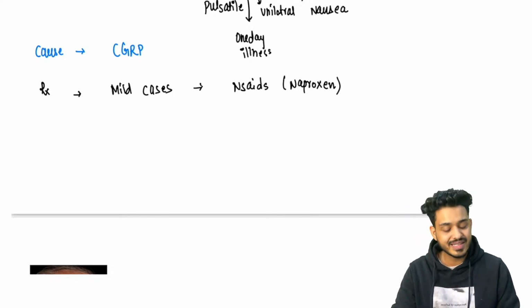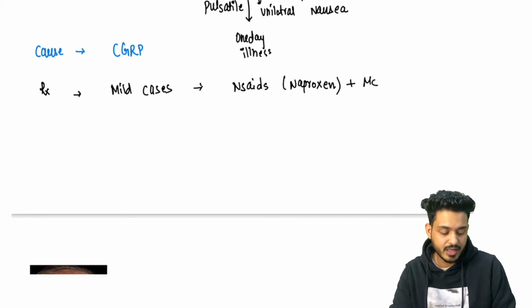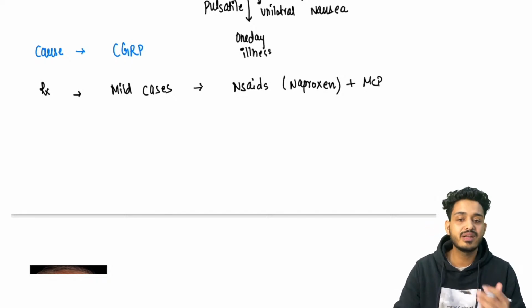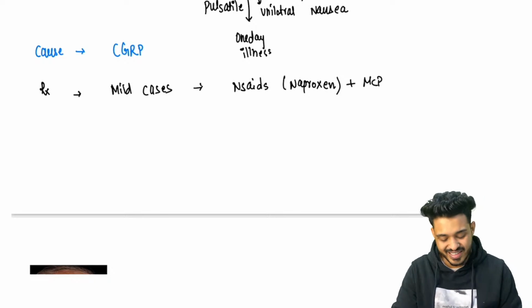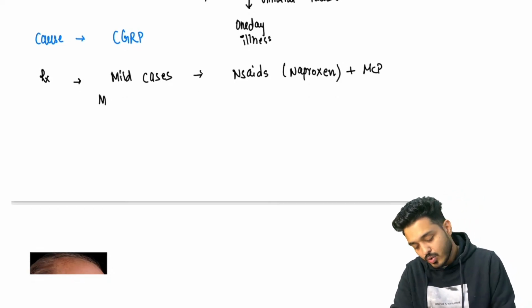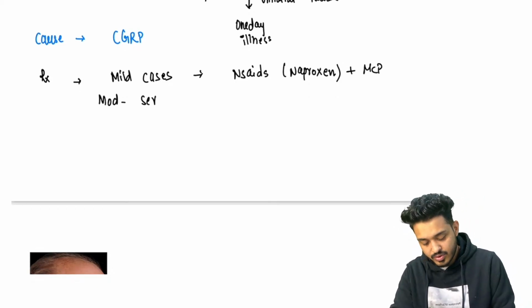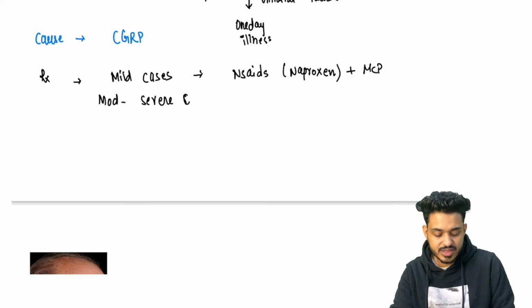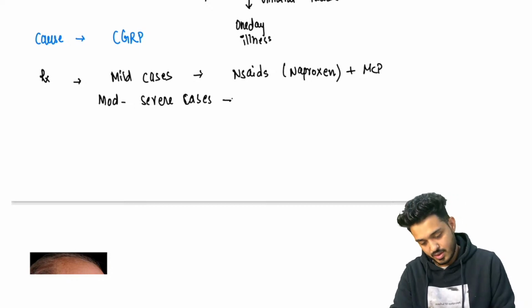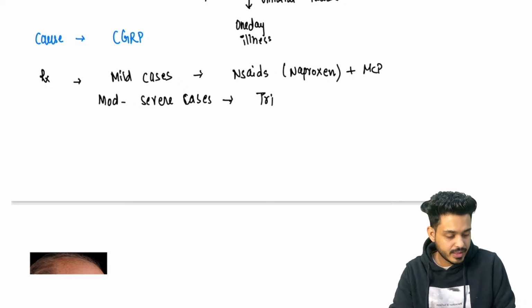Along with this, we are also using metoclopramide. Sometimes we use metoclopramide if the patient is presenting with vomiting, right? In the moderate to severe cases, a question has been asked on this, the drug of choice will be triptans.